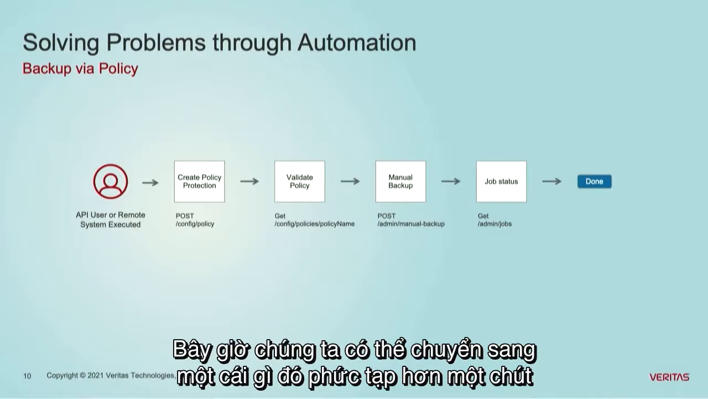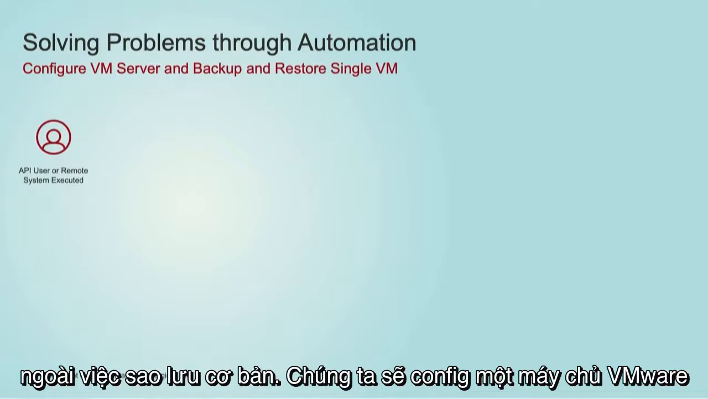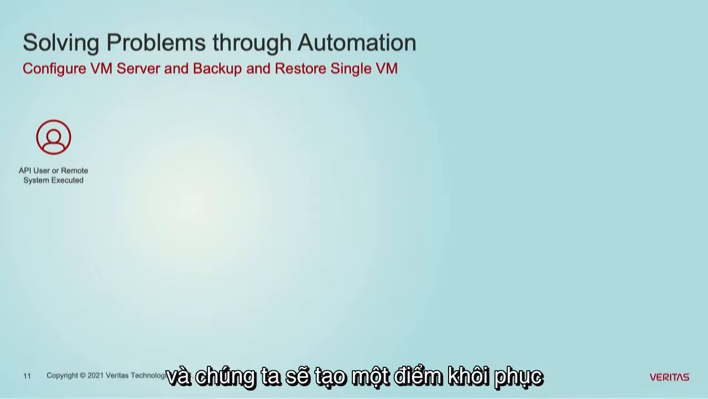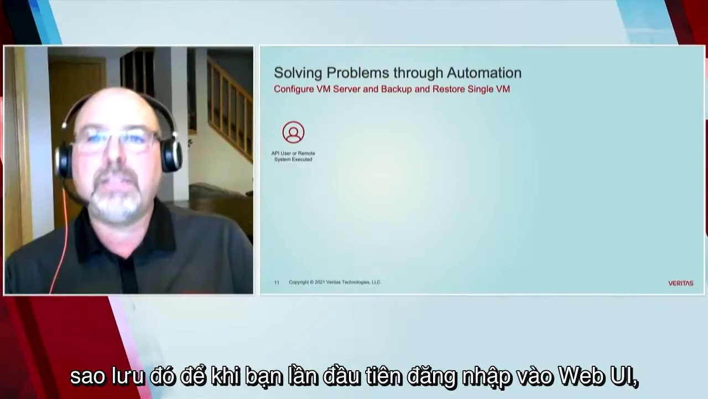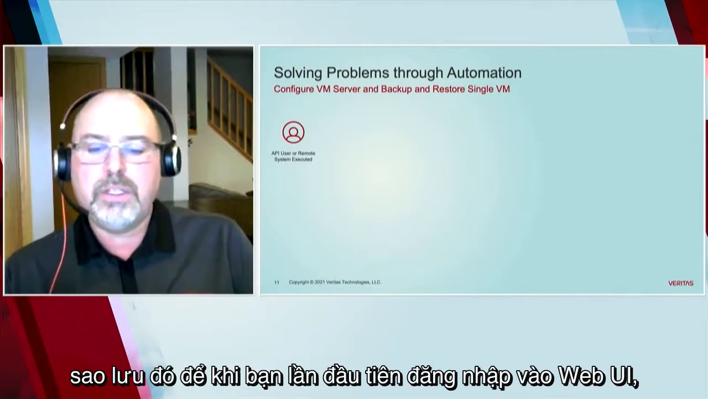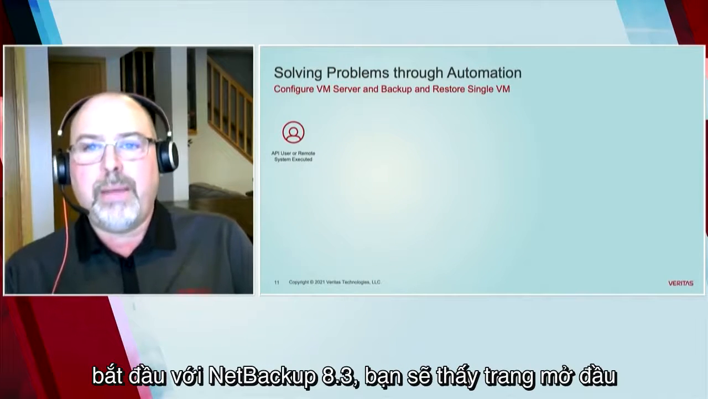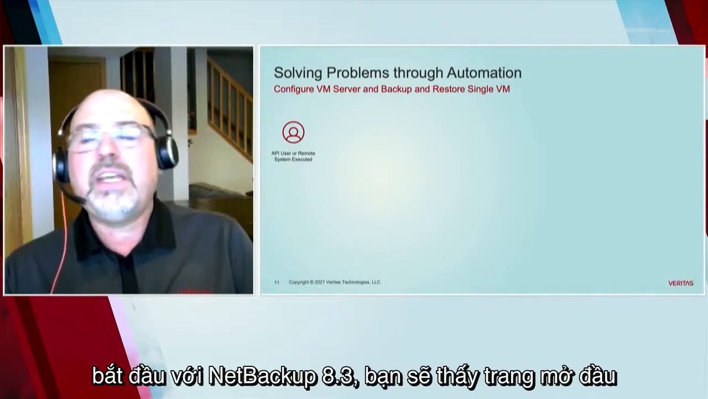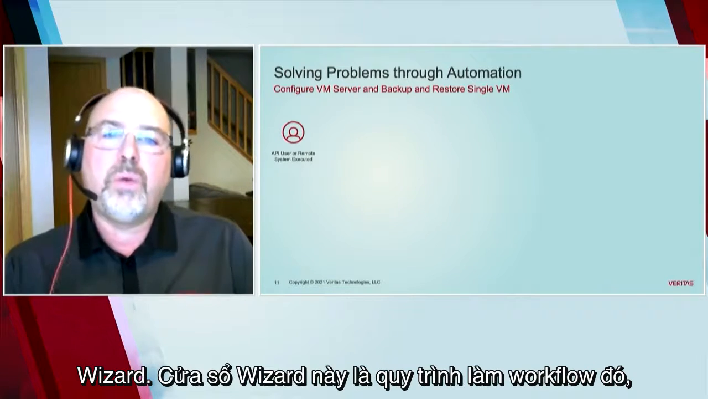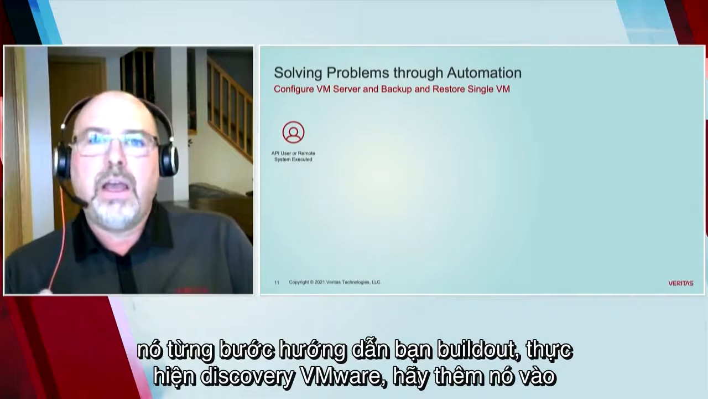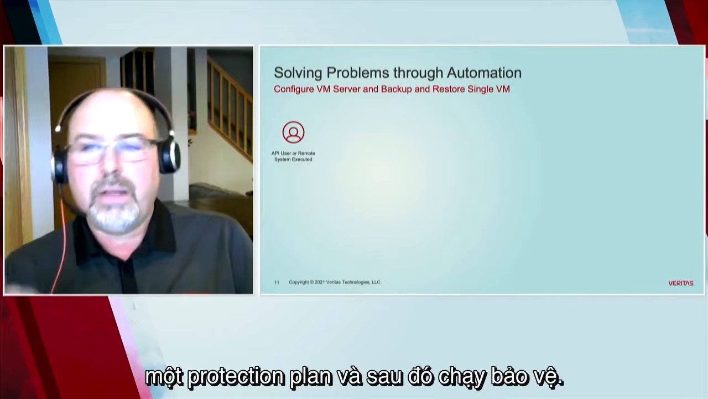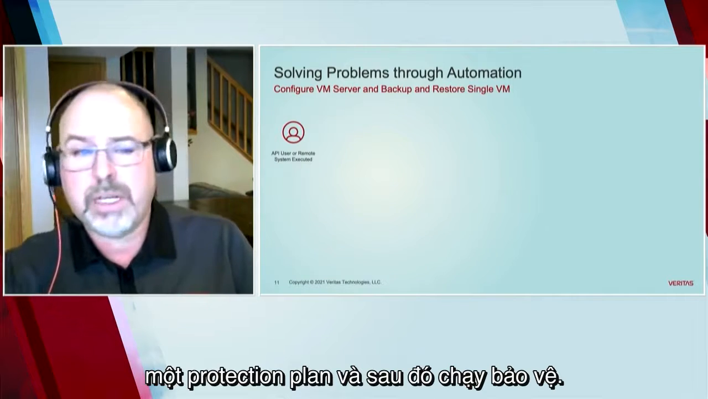So now we can move on to something that's a little bit more complicated than a basic backup. We're going to configure a VMware server, and we're going to create a restore point using our instant access. And this actual workflow we have built into NetBackup. So when you first log into the web UI, starting with NetBackup 8.3, you'll see a getting started wizard. That getting started wizard is actually this workflow where it takes you step-by-step through how to build out, do a discovery against VMware, add it to a protection plan, and then run the protection.